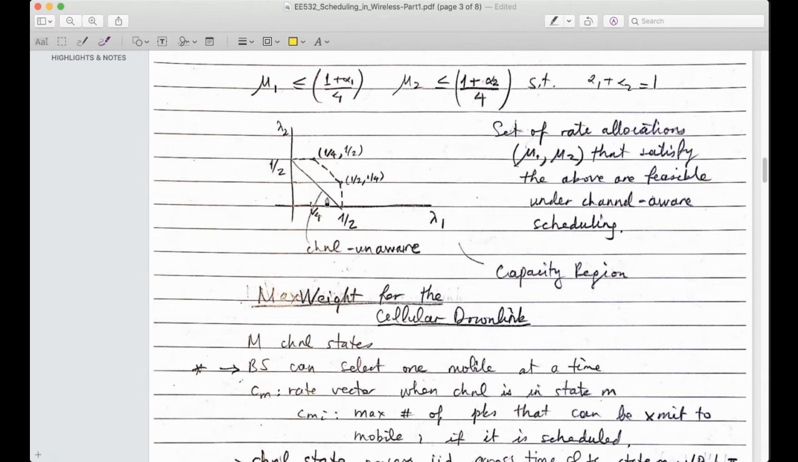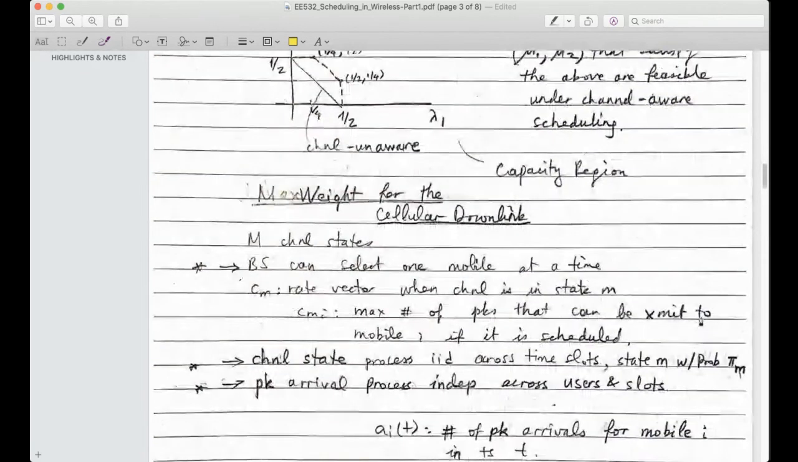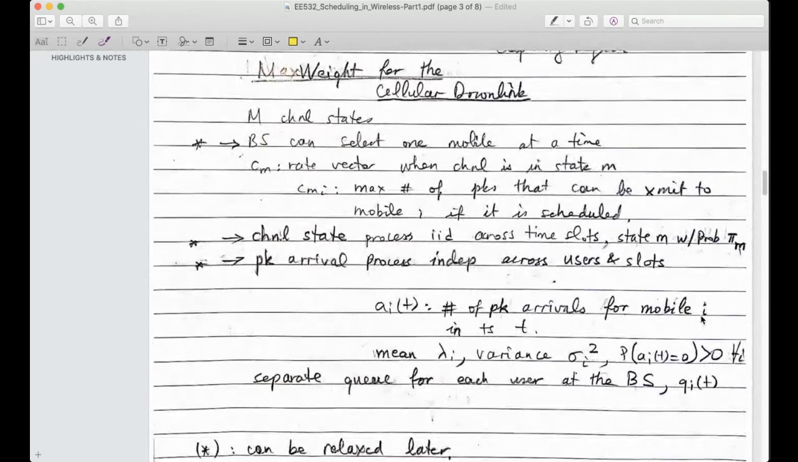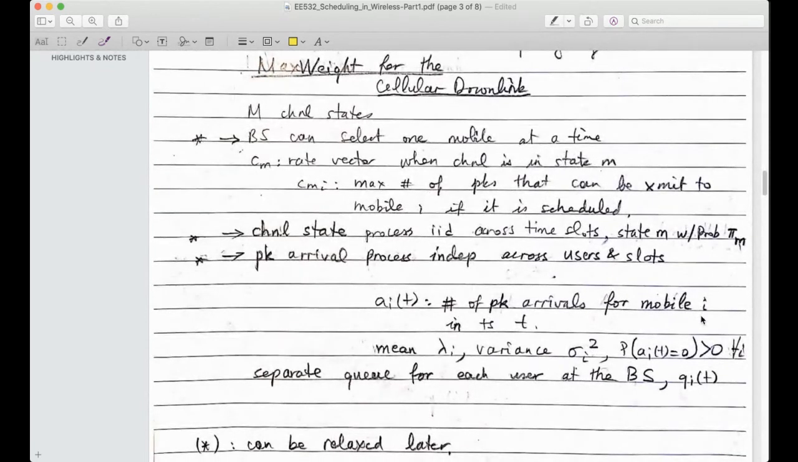So the achievable rate region of channel unaware scheduling is strictly within the achievable region of aware scheduling. We can later on prove that, in fact, this pentagon is also the capacity region of this network model. Okay, so before that, let's talk a little bit about max rate for the cellular downlink. Do you have any questions so far? All right, so let's talk about max rate.